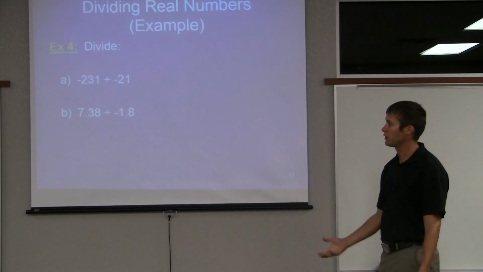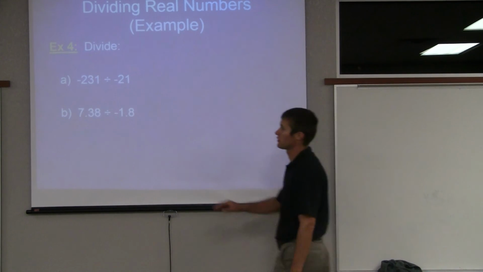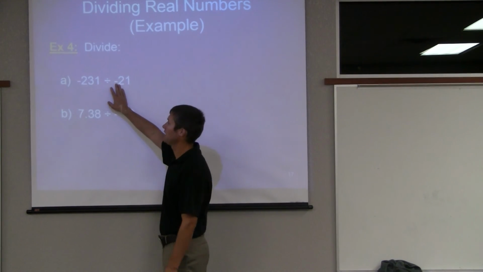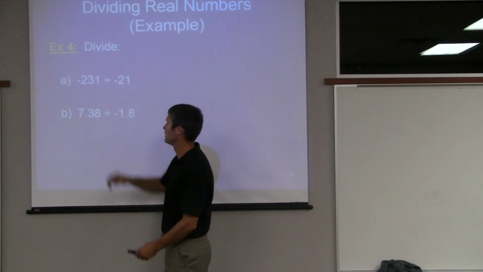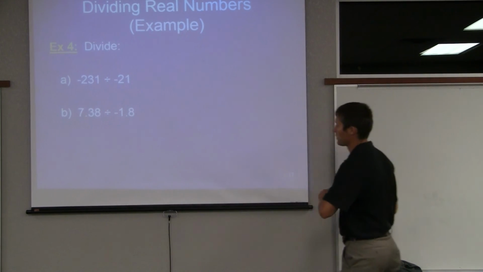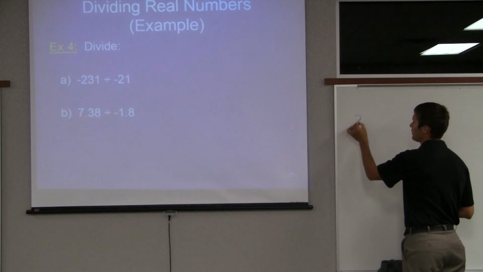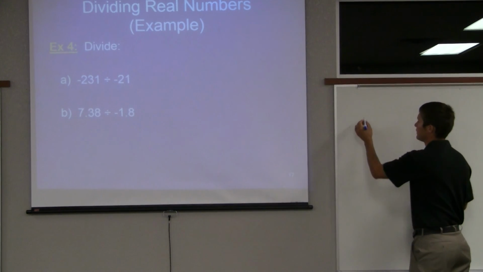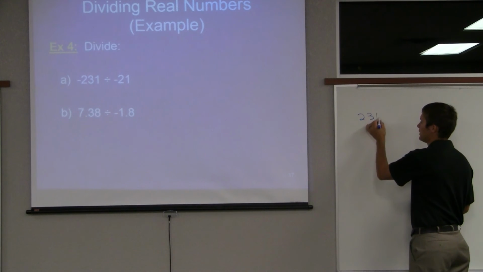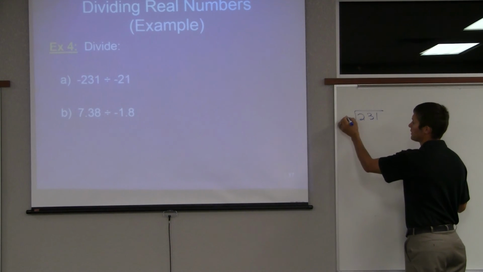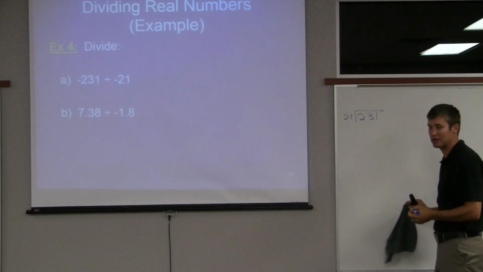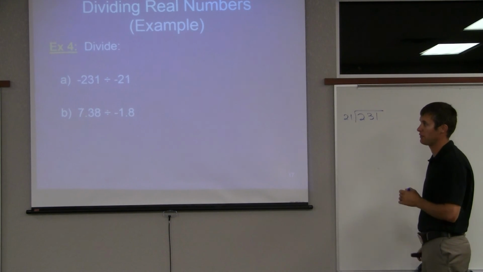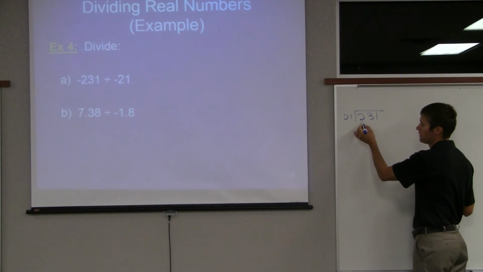All right, so you go ahead and divide, same rules apply. So a negative divided by a negative should give me a positive. So, again, just wanted to show you, we have 231 divided by 21. Again, I'm not worried about signs because I know in the end I should have a positive. So 21 doesn't go into 2, so I put a 0 there.